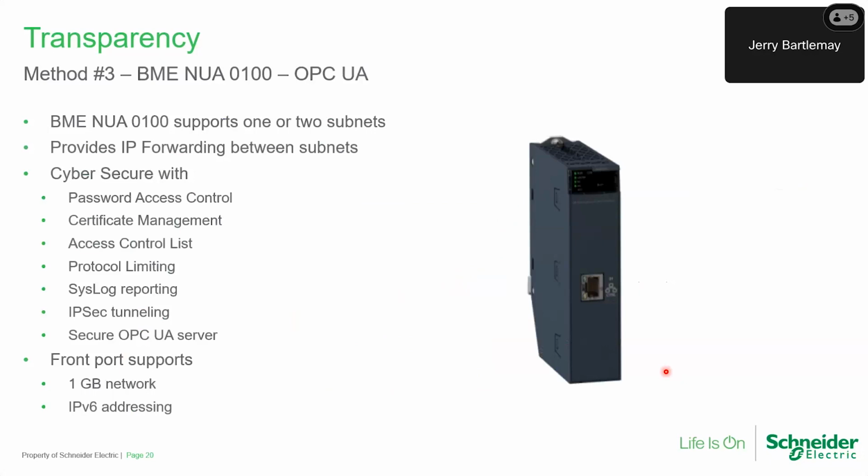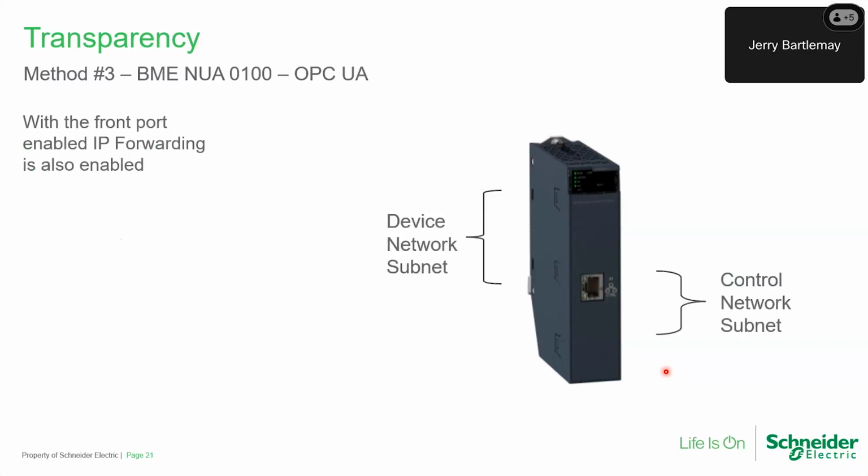So it has probably the best cybersecurity that we have, because on OPC UA, that's all certificate management that's done to manage security for the secure version of OPC UA. But it still supports IPsec tunneling for non-OPC UA messages. It has all of the access control list and all of the things that you would expect a comm module in the M580 to have. The front port works, and it supports IPv6 addressing. So it's the only module we have in the M580 right now with IPv6 on it.